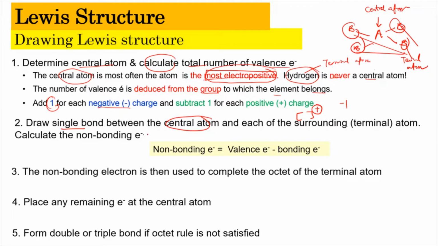After we've done that, we need to calculate the non-bonding electrons. Let's say A is our central atom, and then we're going to have the terminal atom B at the side. After we finish drawing that, we need to calculate the non-bonding electrons. The non-bonding electrons that we have calculated are then used to complete the octet of the terminal atoms, and the remaining electrons will be placed at the central atom. Last but not least, we need to form double or triple bonds if the octet rule is not satisfied. To understand more about this step, let us look into the example.